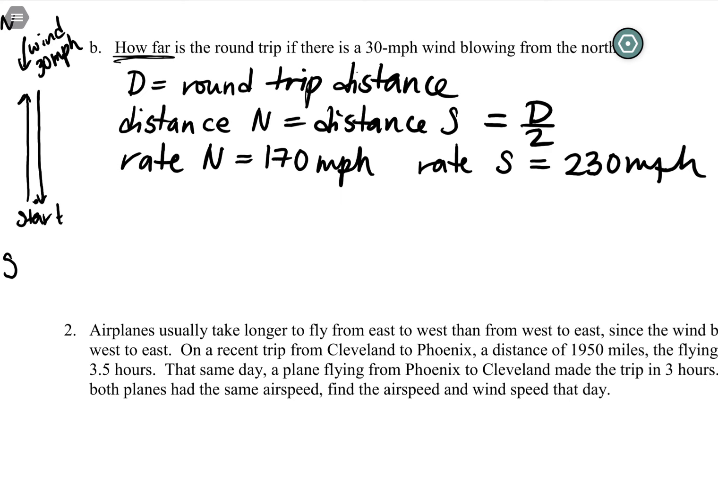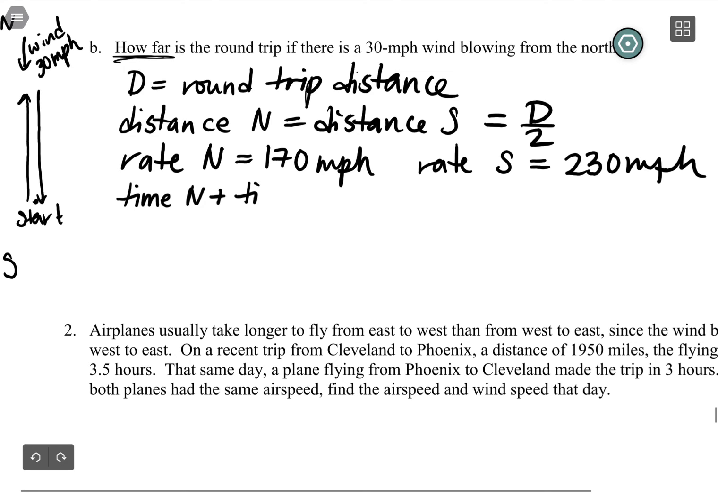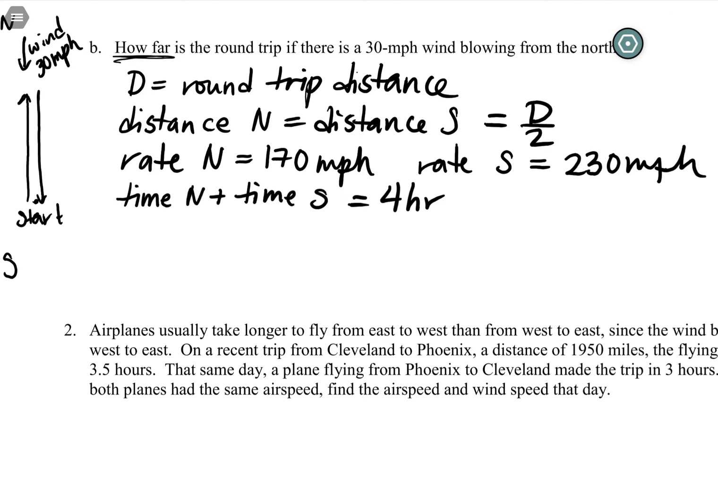We can spend a little longer going north. We're going to make it up on the way back when we're going faster. The only thing I know about time is that the total trip takes 4 hours. That's all I can say. So I want to build an equation that includes my rate information and my distance information because that's what I know the most about. And this time statement is what's actually going to allow me to get that information in.